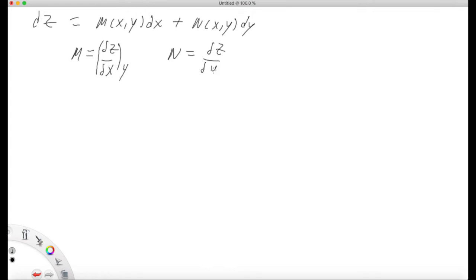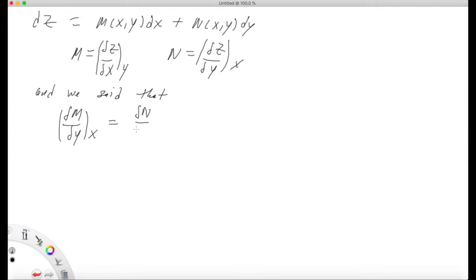Okay, so henceforth, for the total differential of the function z, where z is a function of x and y, it holds that dz is equal to the partial of z with respect to x at constant y, dx, plus the partial of z with respect to y at constant x, dy.